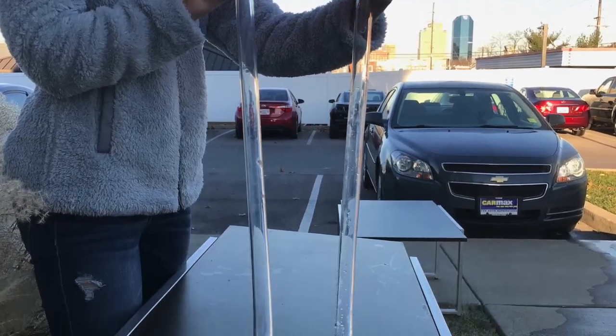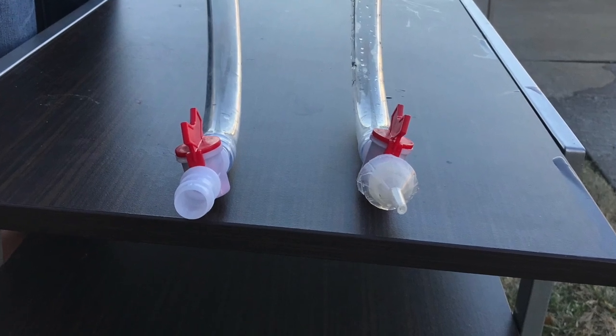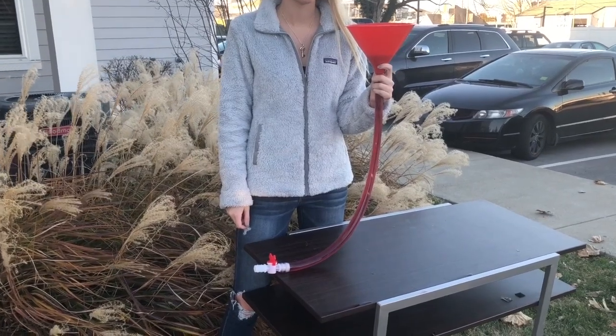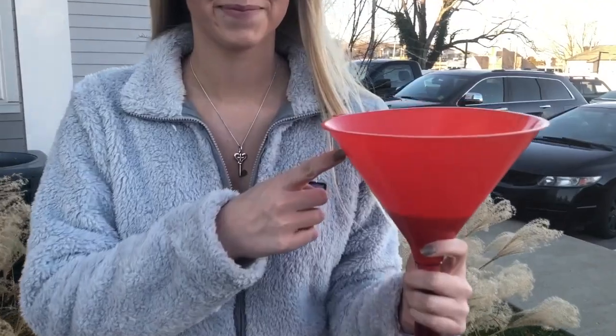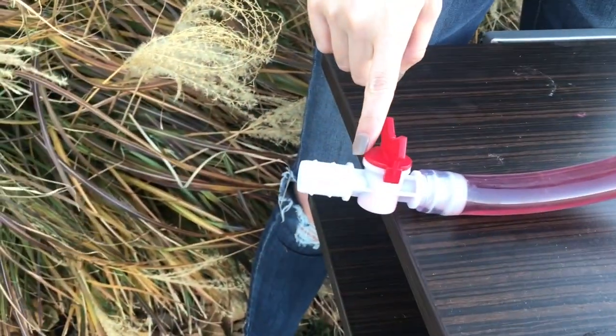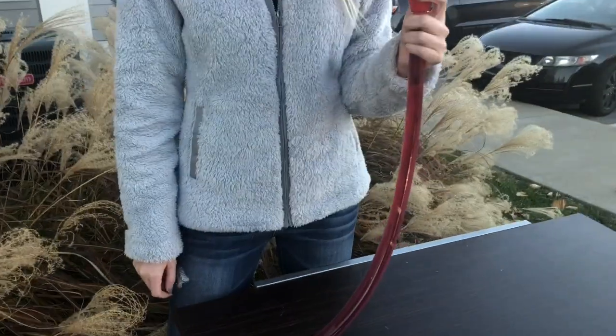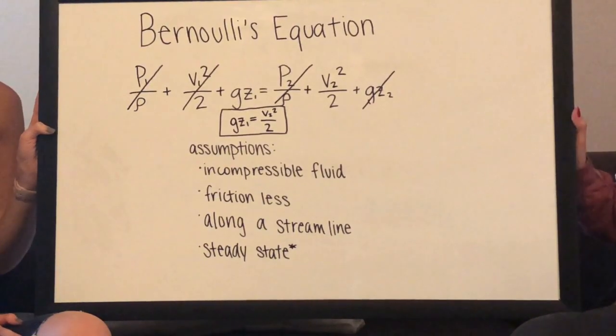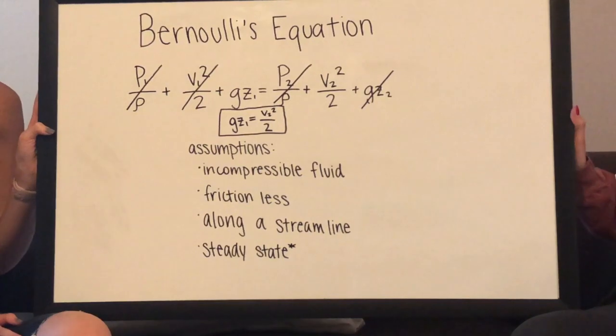Our experiment is watching fluid flow through exit nozzles of different diameters. Here's our system. Point 1 in our system is at the surface of the fluid in the funnel. Point 2 in our system is outside the nozzle at the end of our tube. Here are the simplifications and assumptions to Bernoulli's equation which relate it to our system.